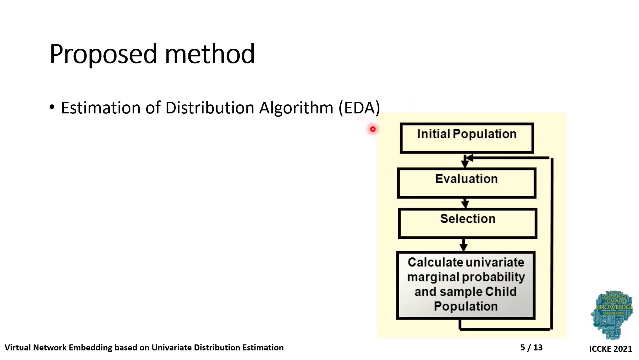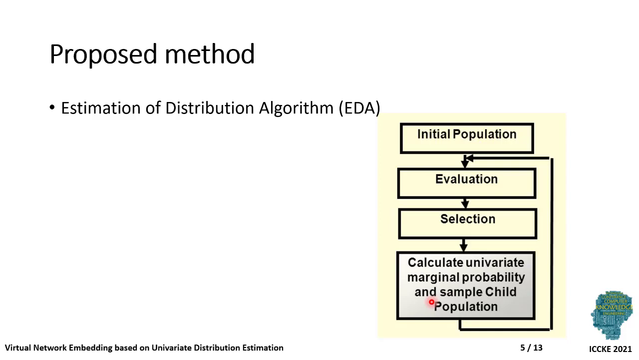EDA is a kind of heuristic algorithm, and we can also say it's a kind of genetic algorithm with a little difference from genetic algorithms. At first, it initializes the population, then evaluates the population by finding the fitness, and after that, selects some of the population based on their fitness. The next step is where the difference between EDA and the genetic algorithm lies.